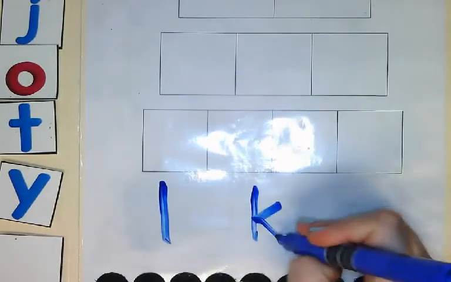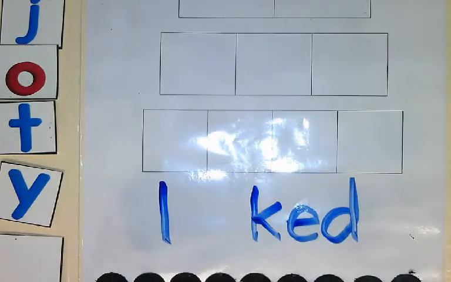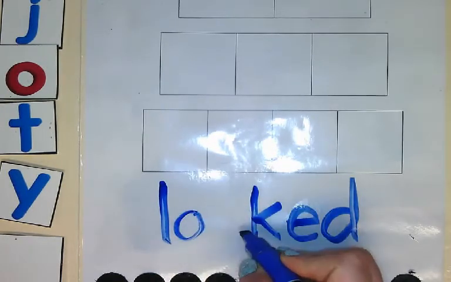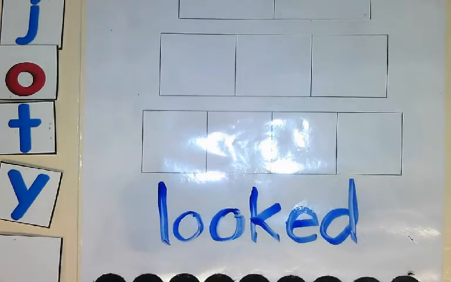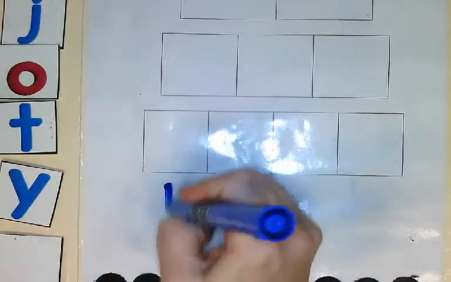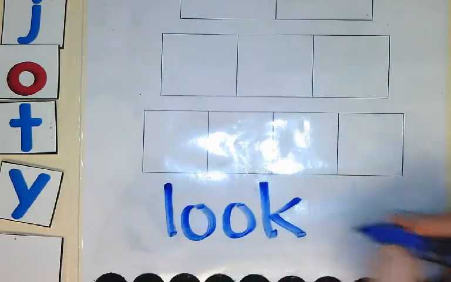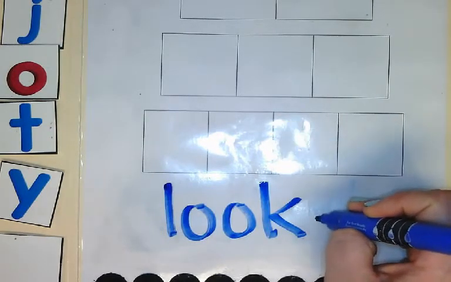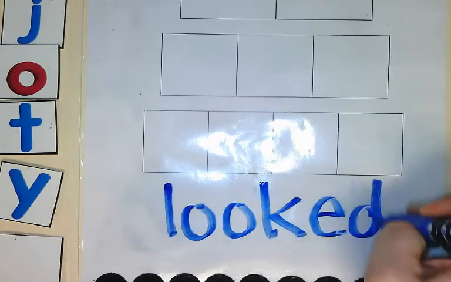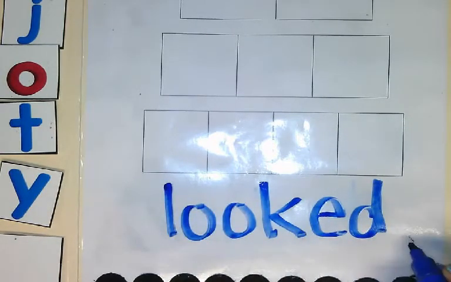Do it again. Ready? What's missing? Two letters, right? What's this one? O. O. The oo. And looked. Read the word. Looked. Very good. Okay. Play it again. What's missing? The d at the end, right? What two letters is it that makes that silly sound? E-D. Read the word. Looked. Very good.